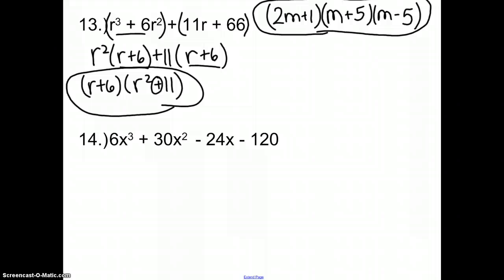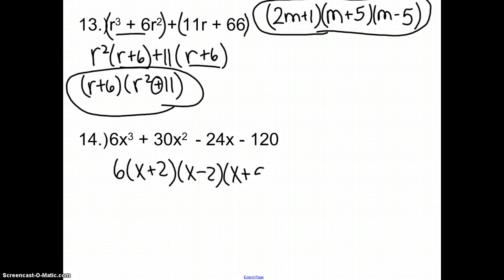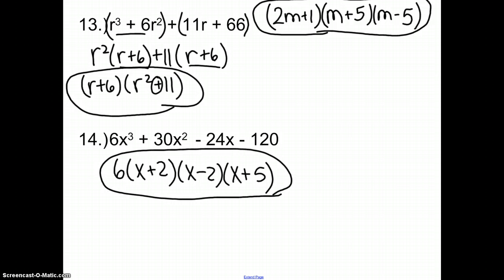This last problem I want you guys to try on your own, so pause the video and try to work through it. You should get a solution of 6, x plus 2, x minus 2, times x plus 5. And that is the lesson on difference of squares.